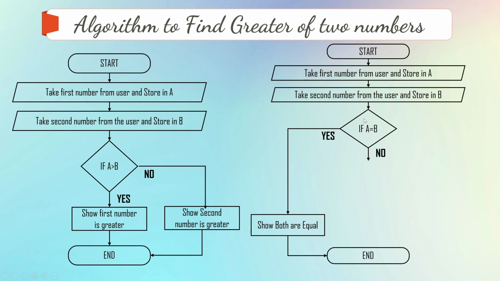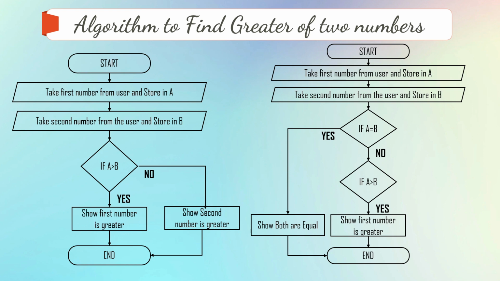If A is equal to B, then go to yes, both are equal. Now if A and B are not equal, it will go to the no part, right? In the no part, we will check if A is greater than B or not. If A is greater than B, yes, it will show first number is greater and it will end.